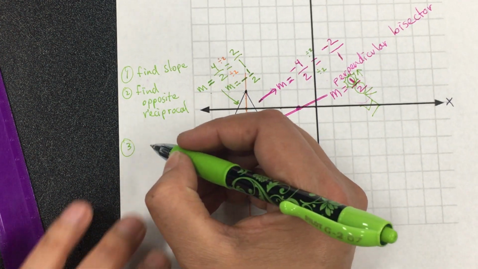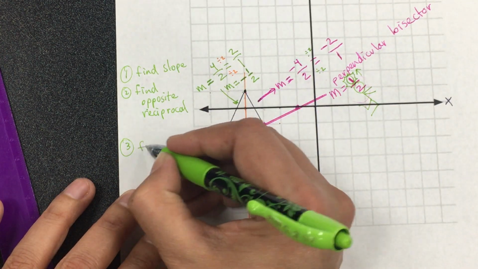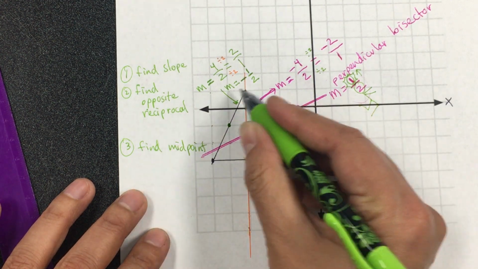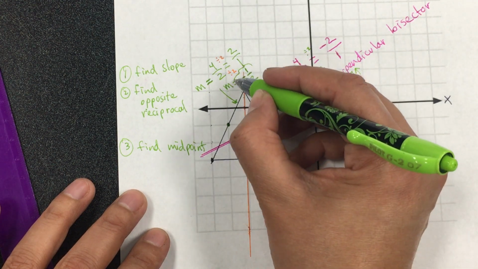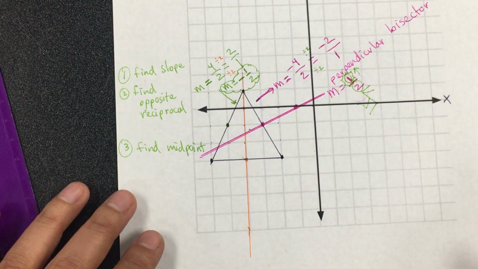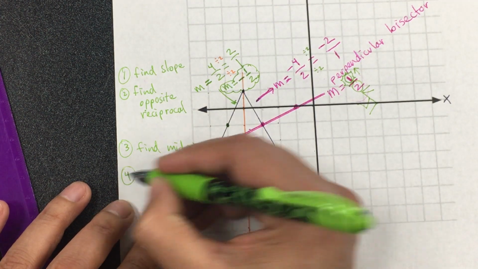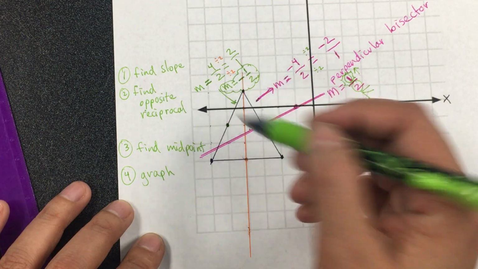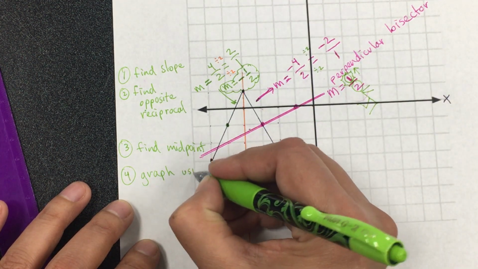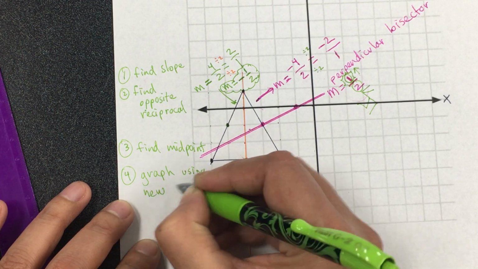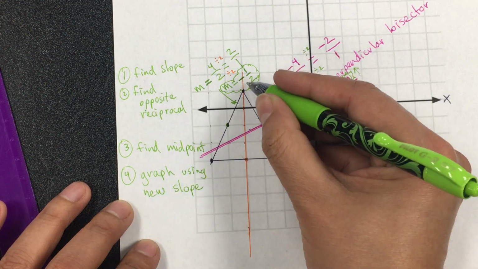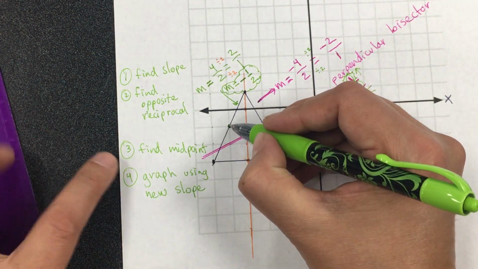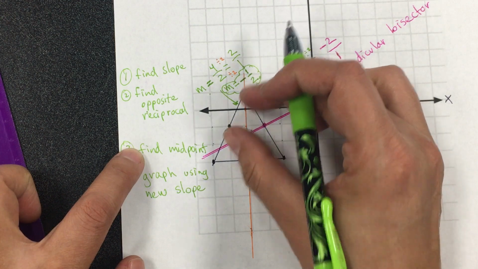And finally, I find the midpoint and graph the slope. Graph the perpendicular bisector using the new slope. And that is the slope of the perpendicular bisector. So this is my midpoint, which is step 3. It's right in the middle.